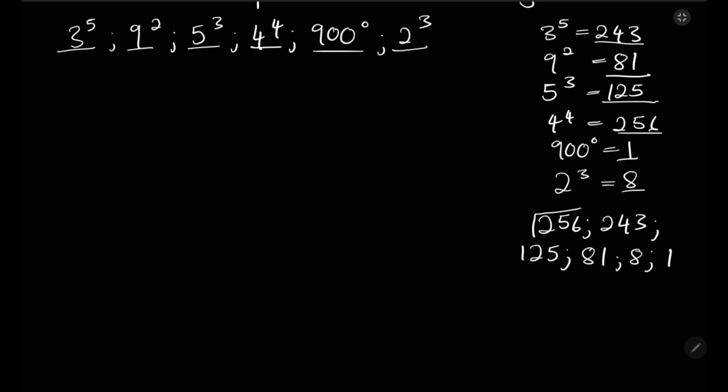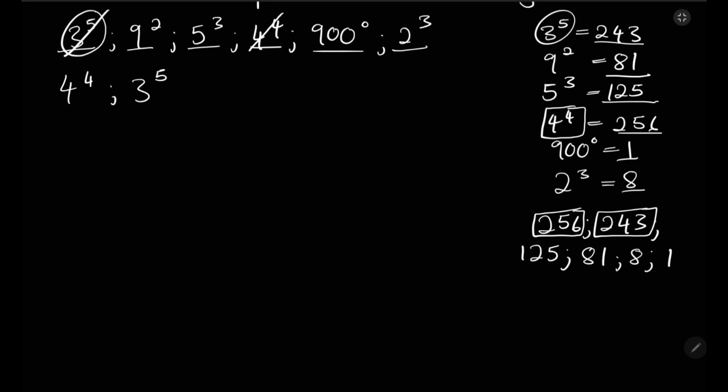Okay, so 256. 256 is 4 to the power 4. So we write 4 to the power 4. We're done with that one. Then 243. 243 is 3 to the power 5. So 3 to the power 5, let's cancel that one. 125, what's 125? It's equal to 5 to the power 3. So we cancel that one. 5 to the power 3, followed by 81.